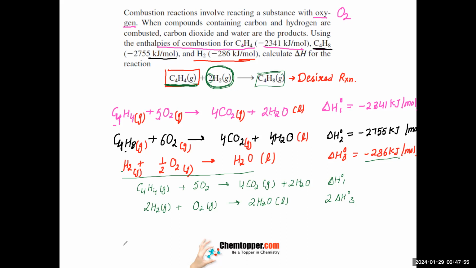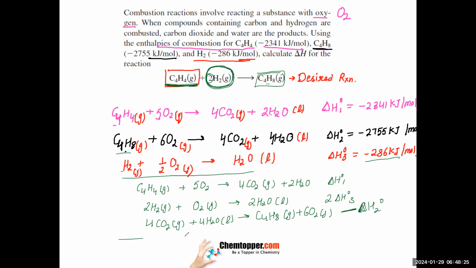Second, but do I need to do something? I want C4H8 on the product side. So reverse. Reverse your second equation and it will give you your product of the desired equation. So minus delta H2, because you reverse the equation, minus.